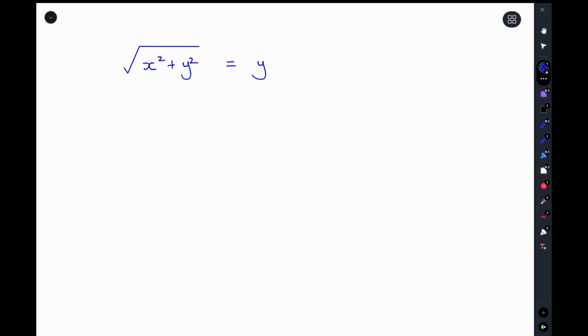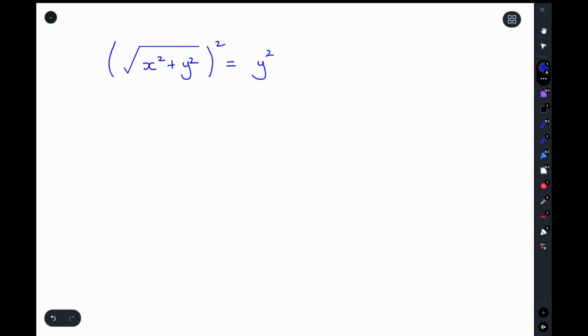So in this question, we have the square root of x squared plus y squared is equal to y, sorry. Now, in this case, we want to make x the subject of the formula, but unfortunately, we can't move y or plus y to the other side yet. The first thing we need to do is to remove the square root sign. And we can do that by squaring both sides.